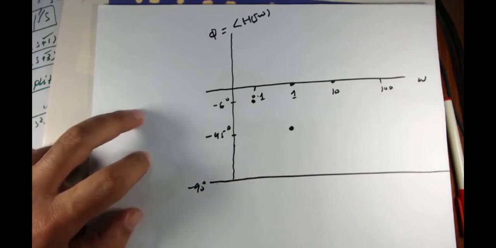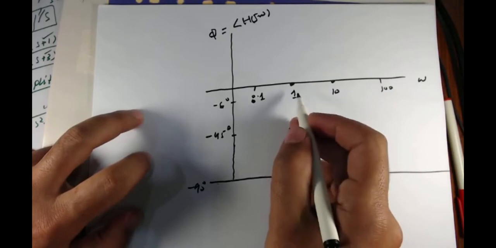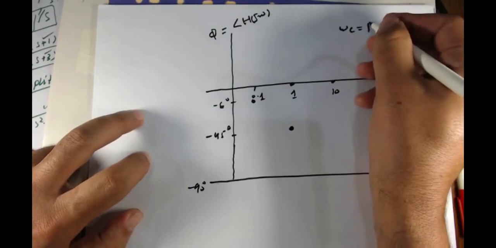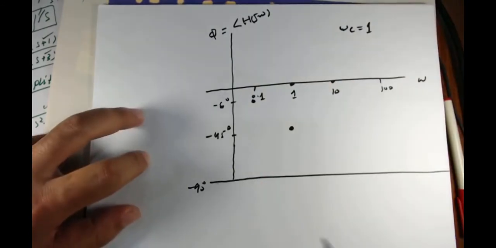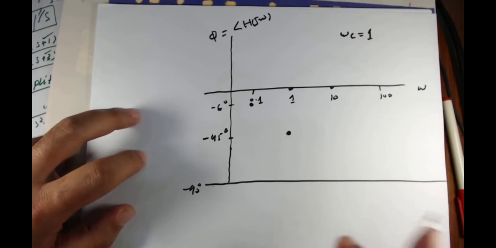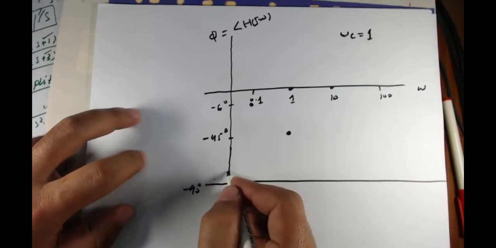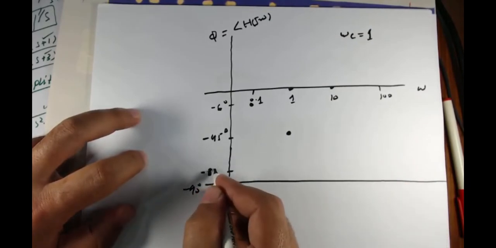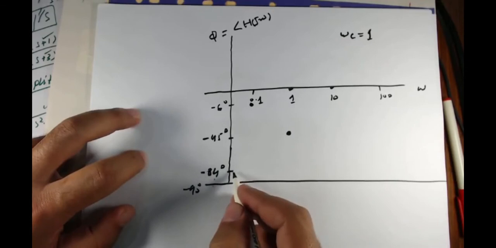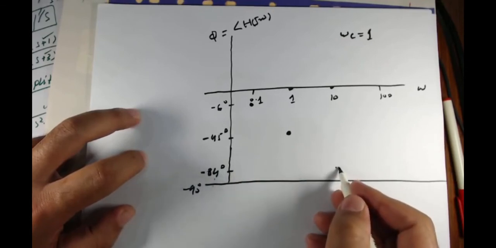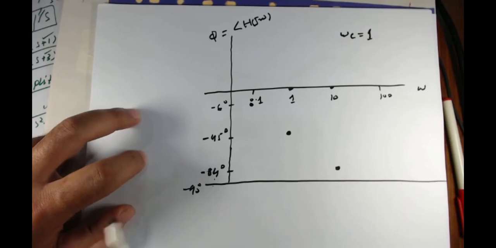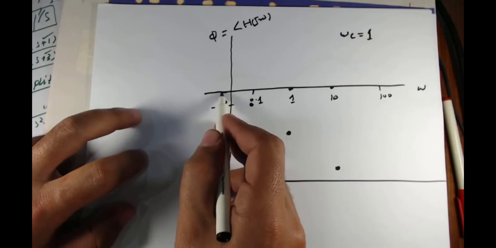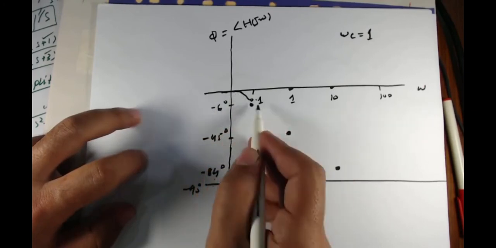And when omega equals 10 times omega c, in our case omega c was 1 in the example. We'll take a different example to proceed. So when we reach 10 times omega c, this will be this point, and here this is minus 84 degrees. So we can draw these points easily. If you go before this point, this will approach 0. So our plot will start from 0, and it will touch this point.